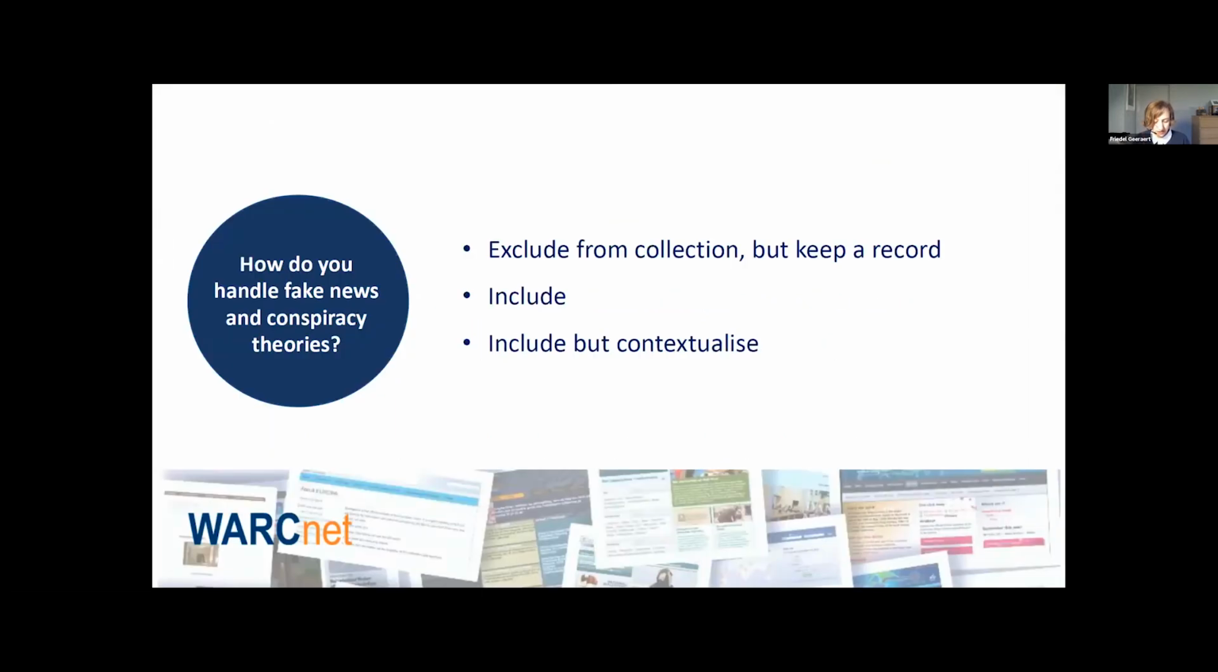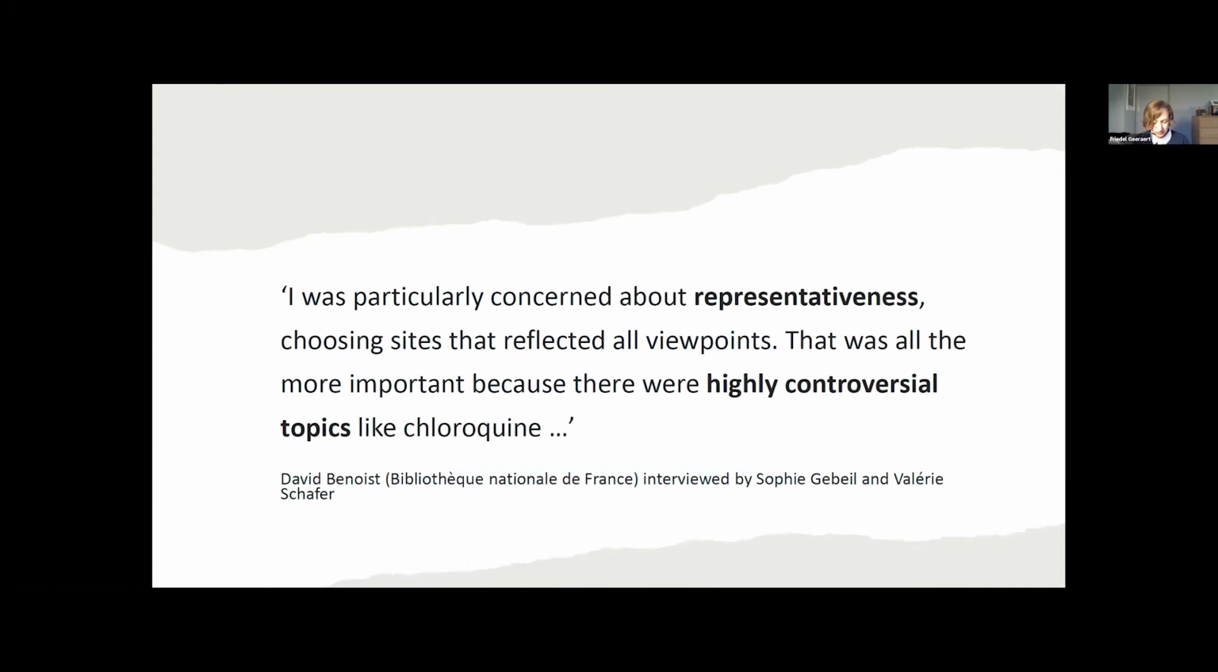So on to the last question, how to handle fake news and conspiracy theories. So there are different approaches. In some COVID-19 collections, this content was excluded, although a record is kept of the URL of the website. Some of the other institutions made conscious efforts to find this type of information and include them in the collection. And others included them, but tried to contextualize these kind of websites or social media. At the BNF in France, for example, specific efforts were made to also include highly controversial topics in the collection.